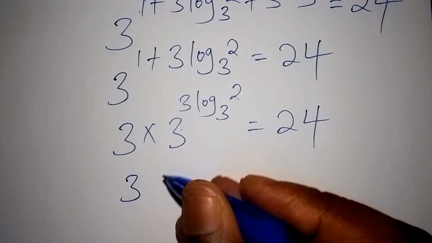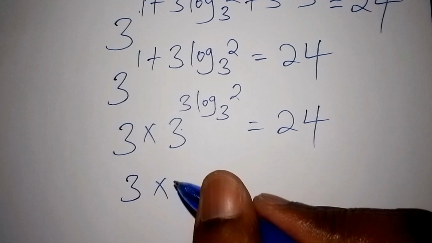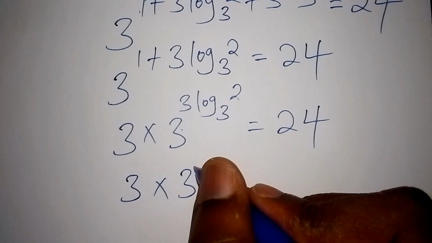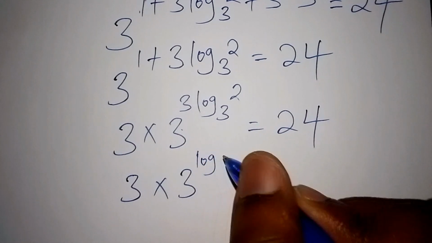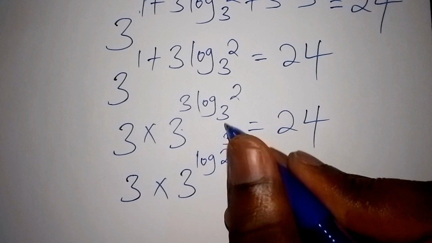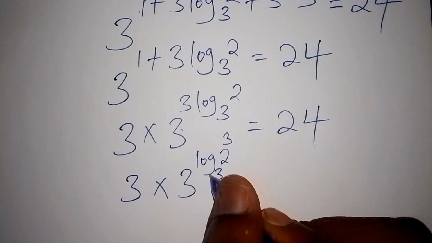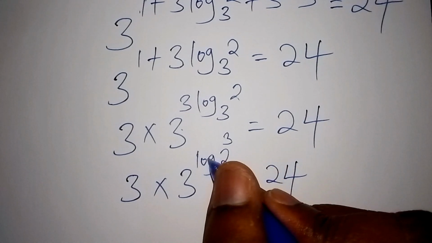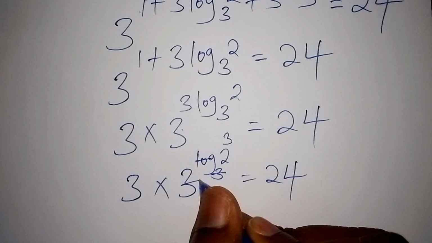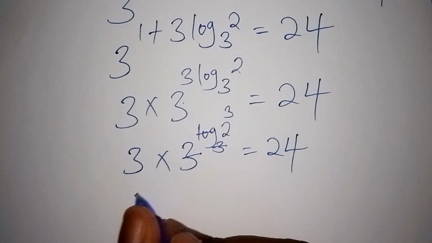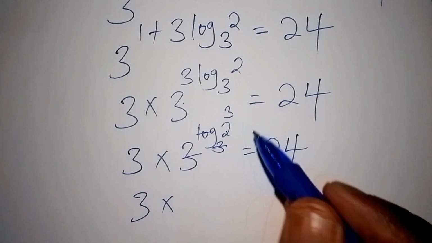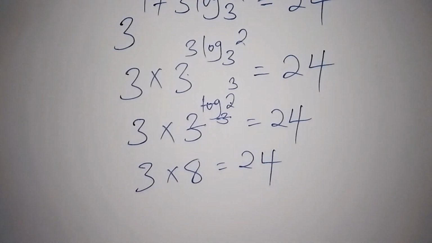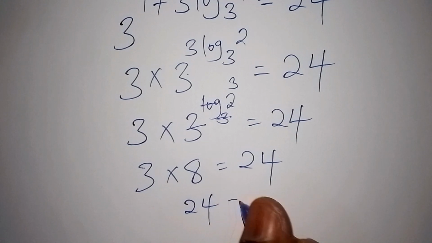So the next step, we shall now have the 3, then multiply by 3 to the power of, so this one can be written as the log of 2 to the power of 3 base 3 is equal to 24. So here now the log to the base of 3 shall cancel with this 3. So here now we shall have 3 multiplied by 2 to the power of 3, which is 8, equal to 24. So 3 multiplied by 8 is 24, meaning that 24 is equal to 24.